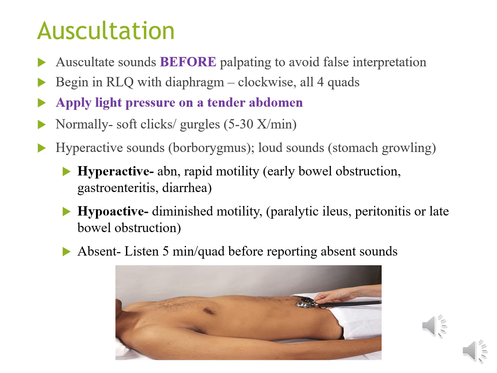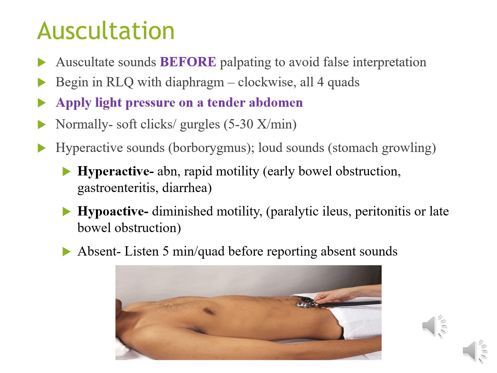Any hyperactive sounds or borborygmus, or loud sounds as the stomach is growling, depending on what's happening here. But greater than 30 sounds per minute, we would consider that hyperactive. And we see this sometimes with early bowel obstruction, gastroenteritis, or if your patient's experiencing diarrhea, things are moving through his belly or her belly quickly.